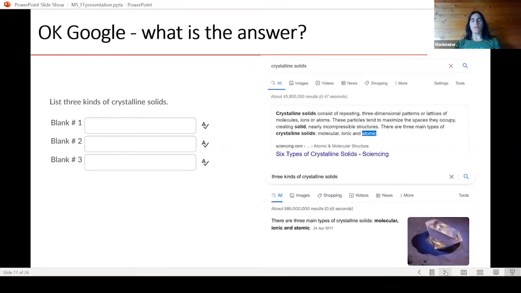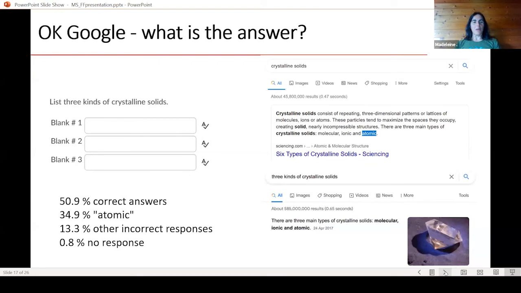But when we looked at the students' answers, we saw a word which was not part of our teaching, and that was the word atomic. At first, because we're quite naive, we were a bit confused. But then we Googled and discovered that Google tells you atomic is a type of crystalline solid. We found that 35% of our students had given that answer. In fact, they'd given exactly these 3 answers: molecular, ionic, and atomic.